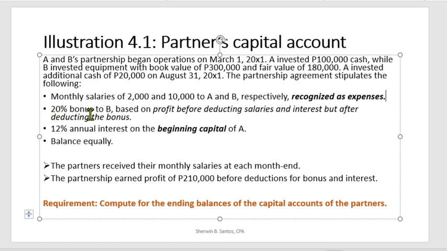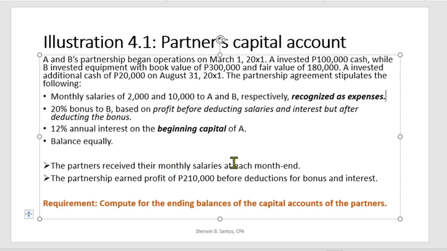20% bonus to B based on profit before deducting salaries and interest but after bonus. So, this is bonus after bonus scheme. 12% annual interest on the beginning capital of A. Okay, beginning capital ang tinutukoy dito. Ano ba ang beginning capital ni A? A invested, ang beginning capital niya ay yung 100,000 cash. So, yun yun. 12% ng 100,000. Then, the balance daw equally.